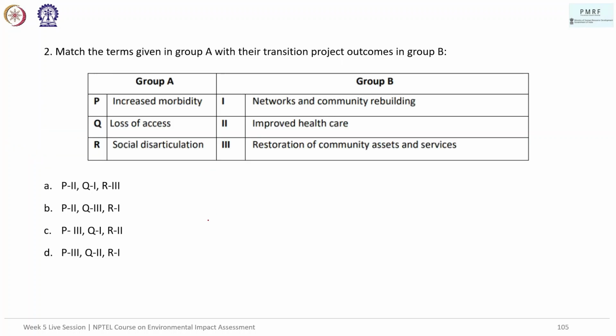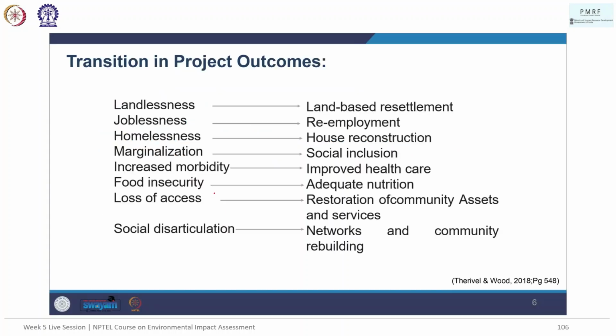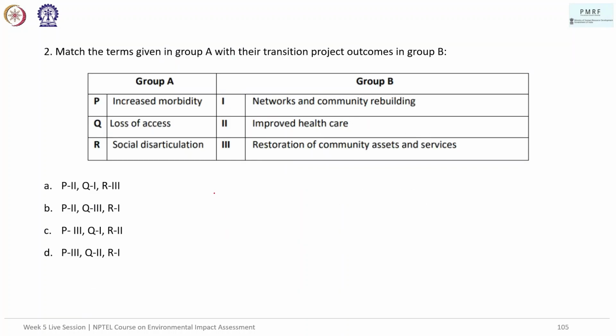Right. So, moving on to the next question. Match the terms given in Group A with their transition project outcomes in Group B. We're looking at increased morbidity, loss of access, social disarticulation. These are all, if you remember, issues happening with resettlement or rehabilitation as such. Any responses?